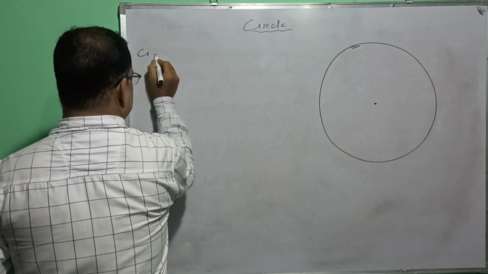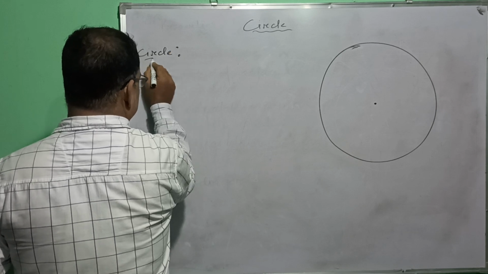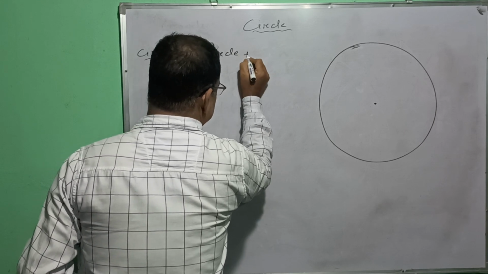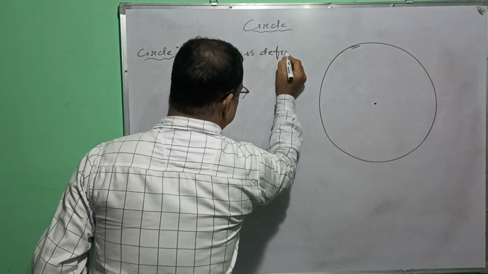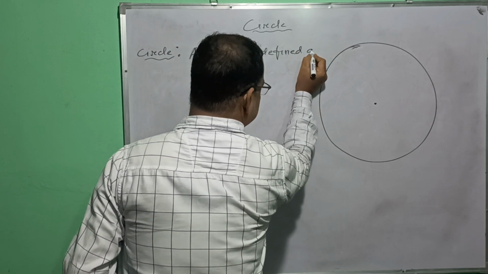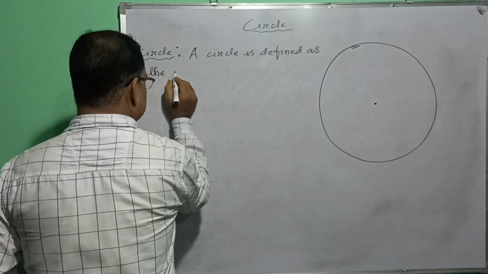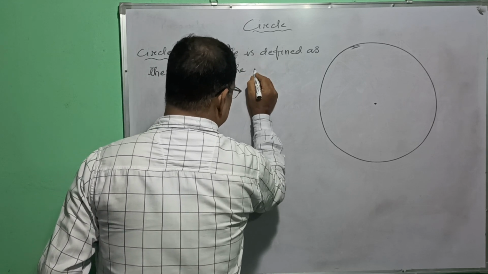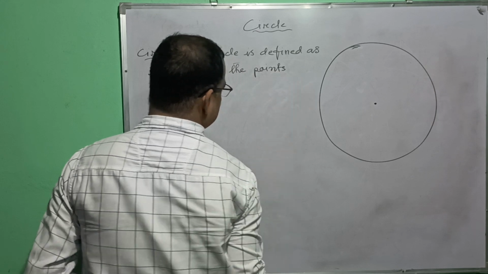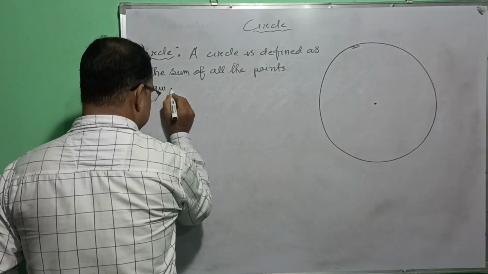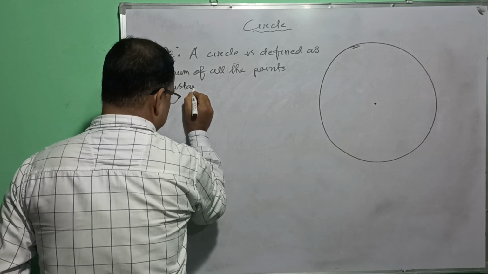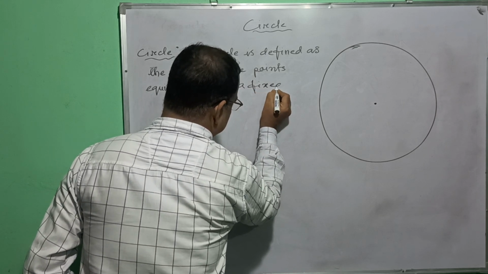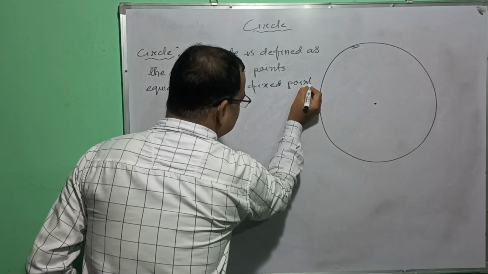Definition of a circle. So you can write here again circle, and you can write a circle is defined as the sum of all the points equidistant from a fixed point. So this is the definition.